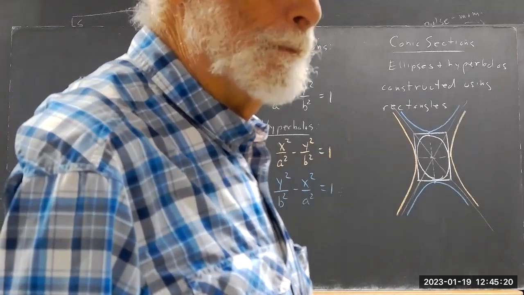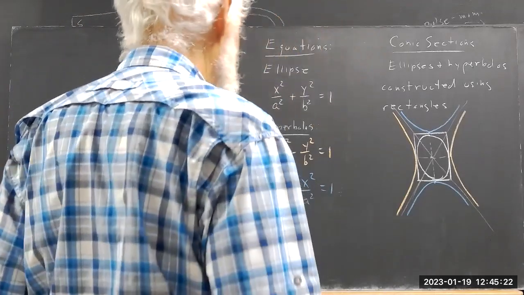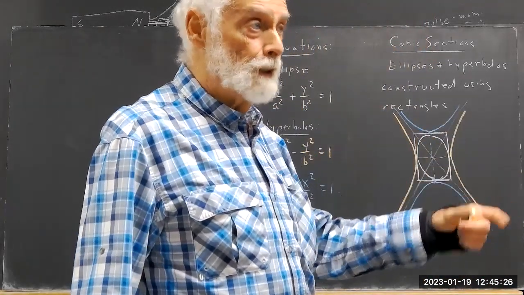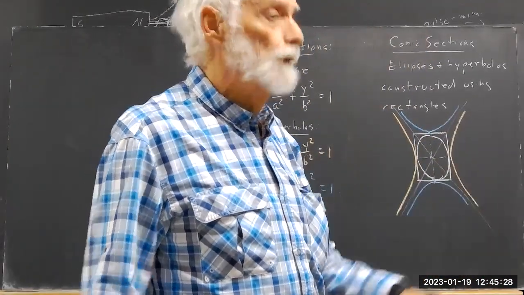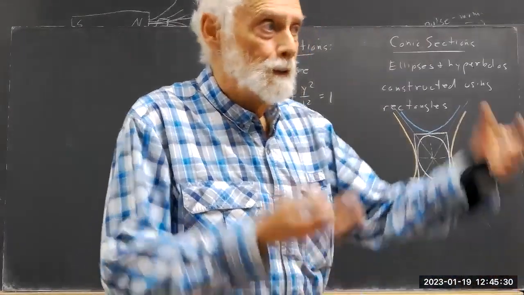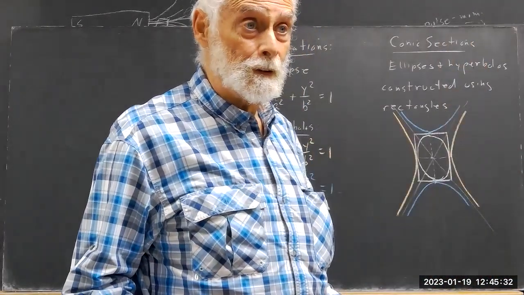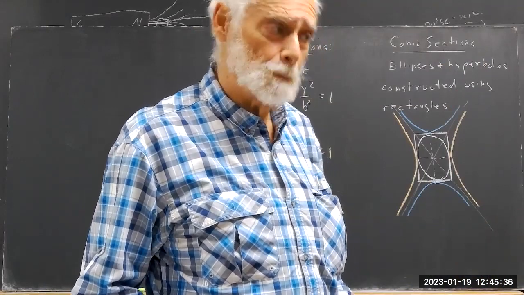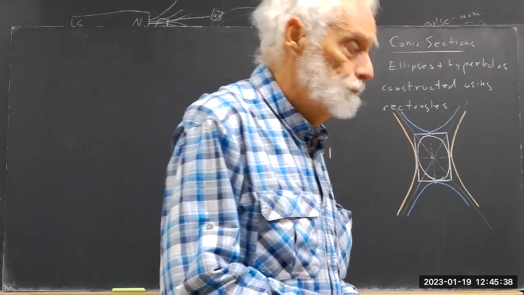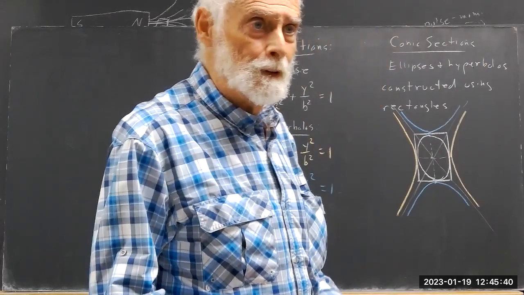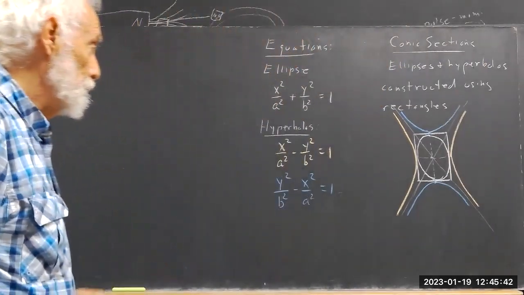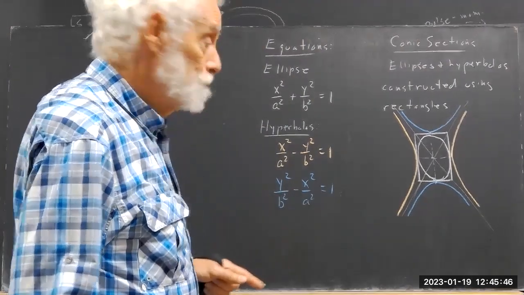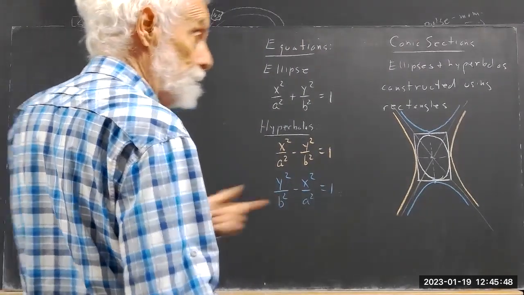Okay. If the center isn't at the origin, if the center's at (h, k), you just replace x by x minus h and replace y by y minus k, just the way you shift graphs horizontally and vertically. You learned it in pre-calculus, if you took pre-calculus, you probably did. Okay. If you didn't, learn it. You're going to need it. All right. Make sense?